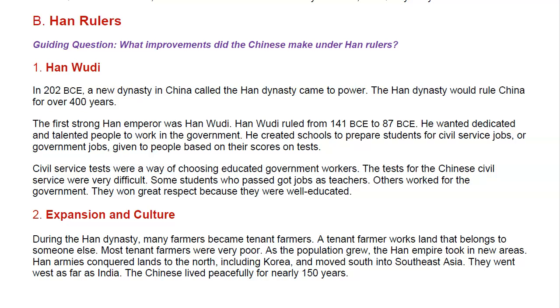The tests in the Chinese civil service were very difficult. Some students who passed got jobs as teachers. Others worked in the government. They won great respect because they were well educated.